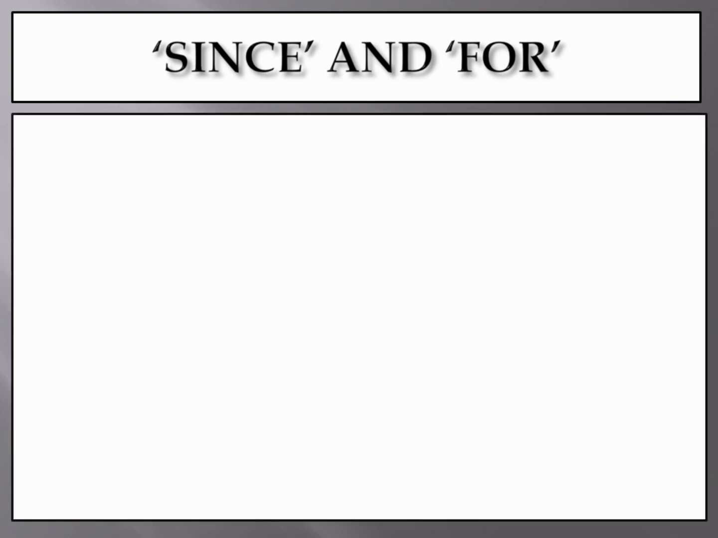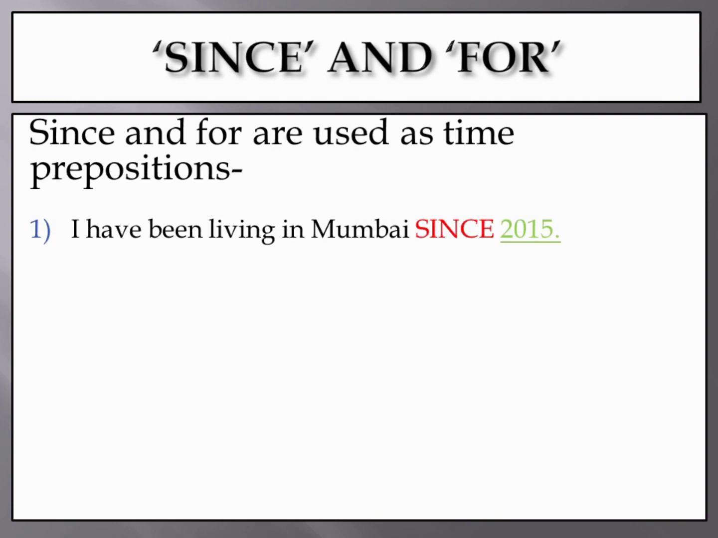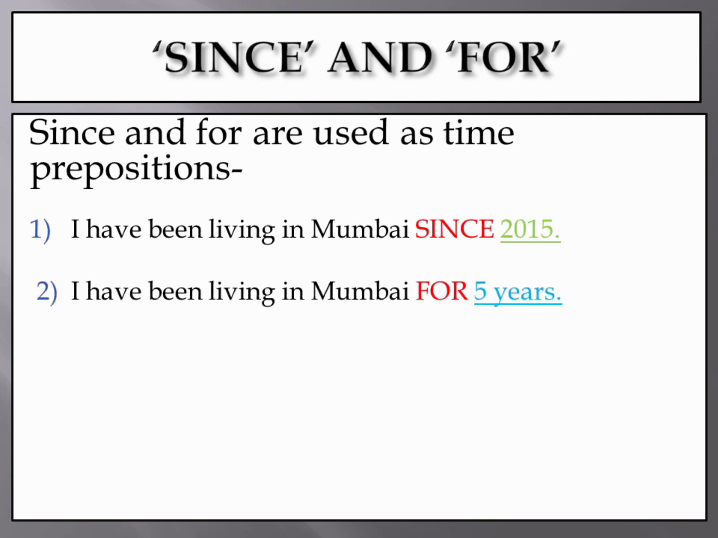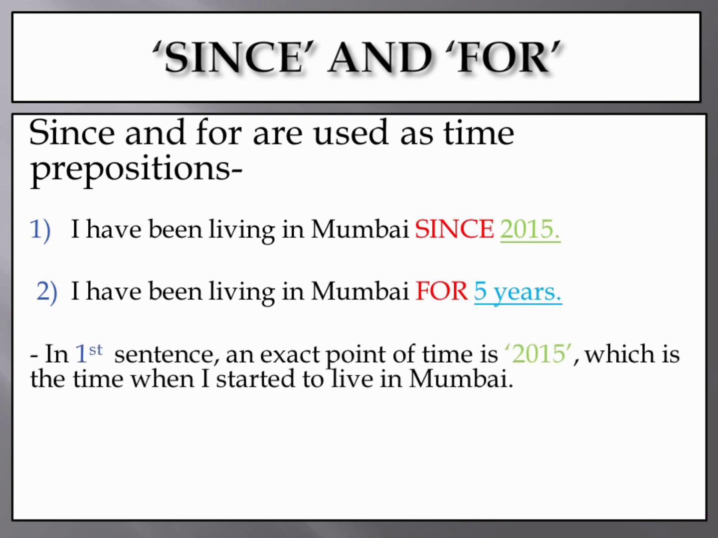Let's have an example. I have been living in Mumbai since 2015. And the second one is I have been living in Mumbai for 5 years. If we look carefully at both these sentences, they are almost the same, except in the first sentence we used since and an exact point of time, which is 2015. 2015 is the time when I started to live in Mumbai. That is my starting point of living in Mumbai.